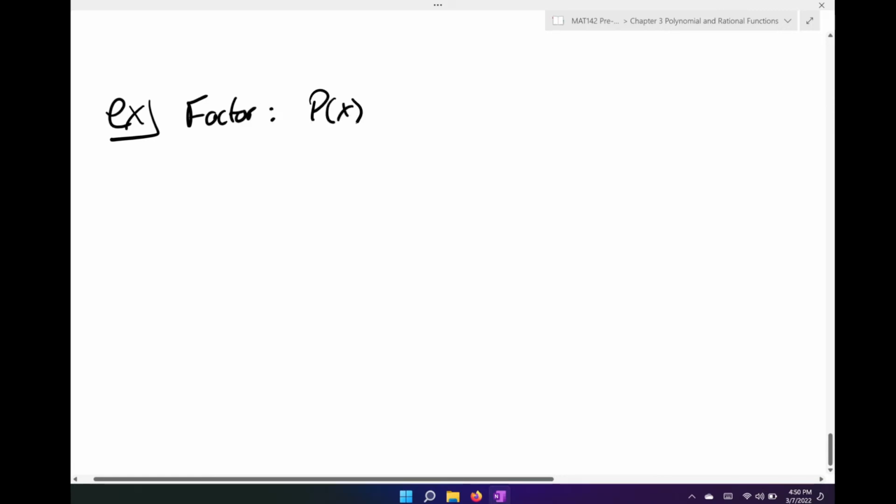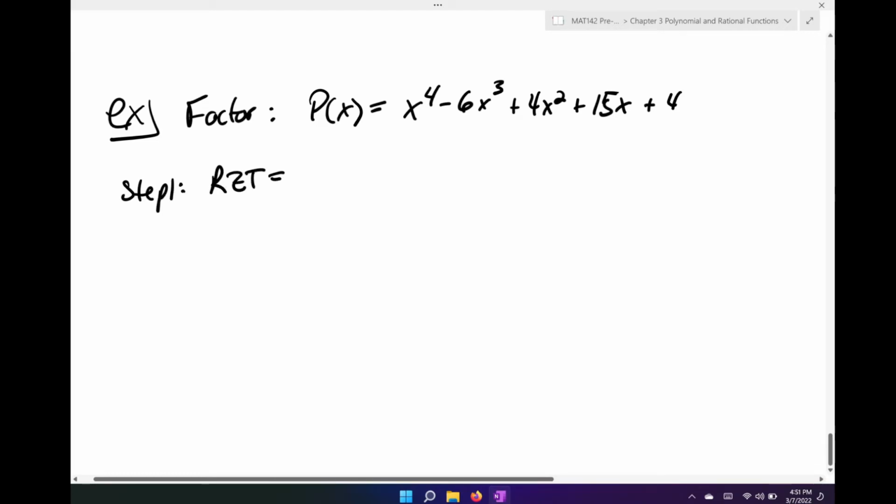P of x equals x to the fourth minus 6x to the third plus 4x squared plus 15x plus 4. All right. Now, I'm telling you, this is going to be ugly, so just bear with me on this one. Step 1, rational zero theorem, plus or minus 4 over plus or minus 1. So the only possible roots we're going to have are plus or minus 1, plus or minus 2, and plus or minus 4. So that is great for us.